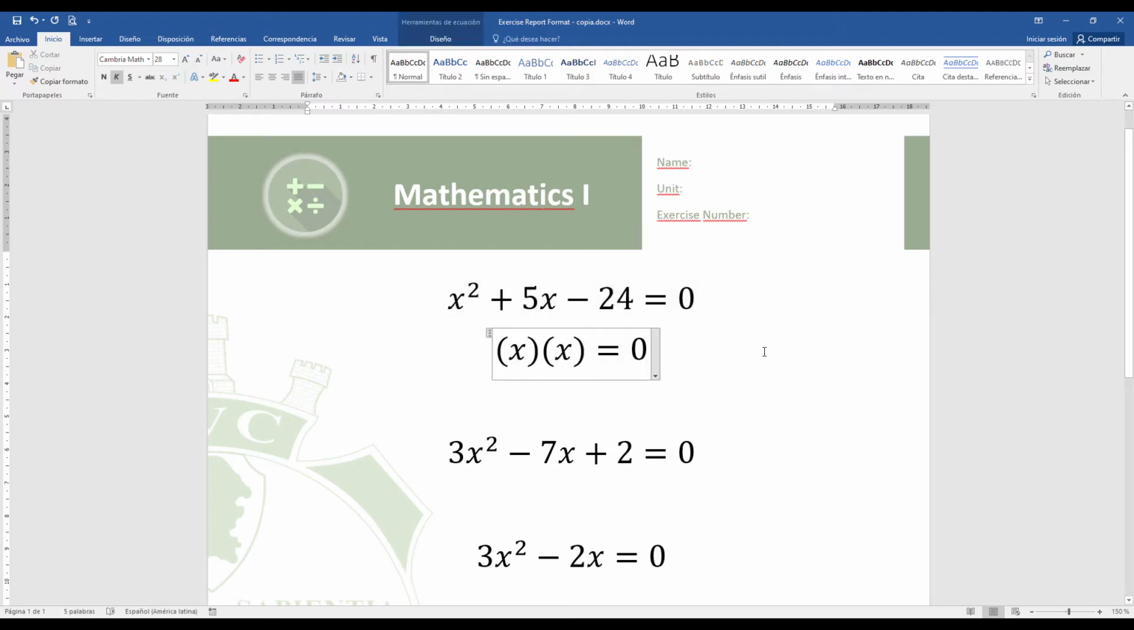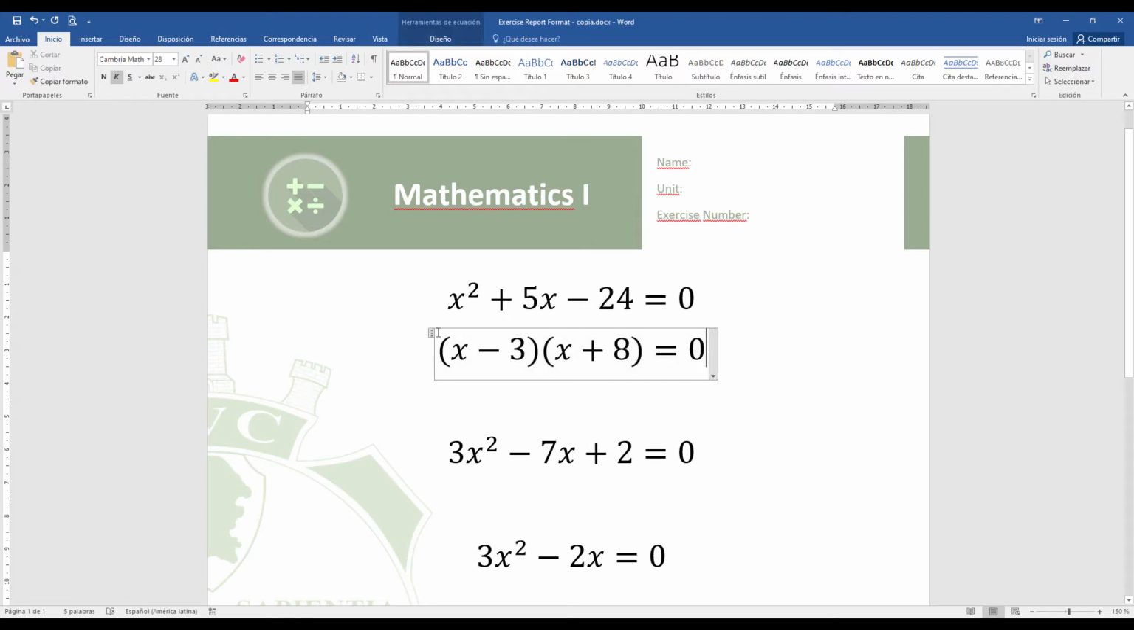Maybe it can be 3 and 8. I don't know what the sign is here, but 3 times 8 is 24, and 8 minus 3 is 5. So it means it can be minus 3 and plus 8. Now you need to separate every factor and equalize it to 0.